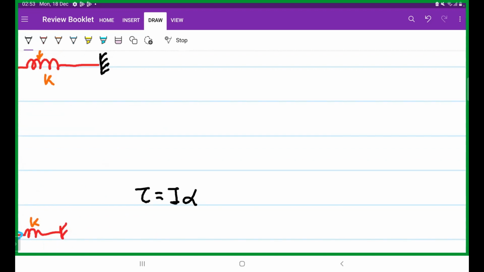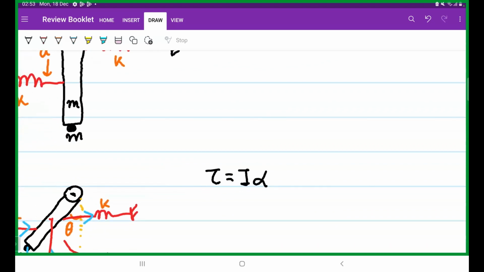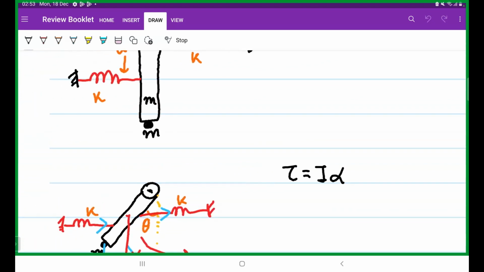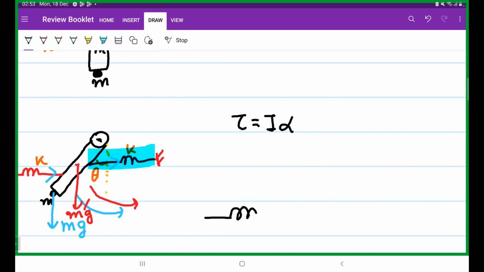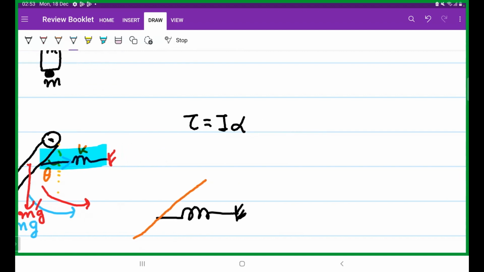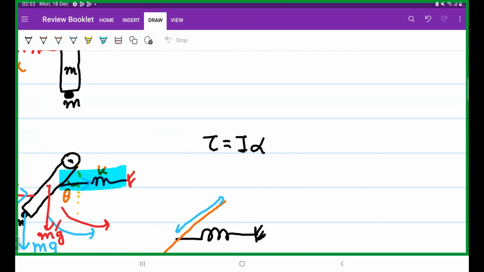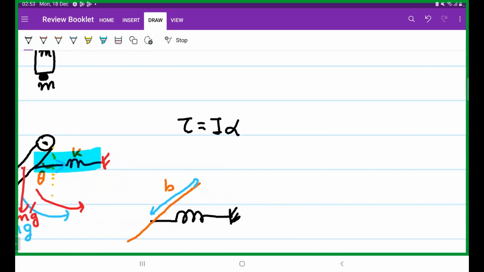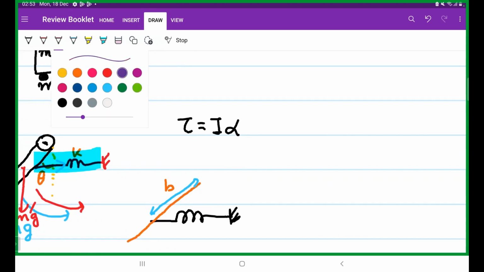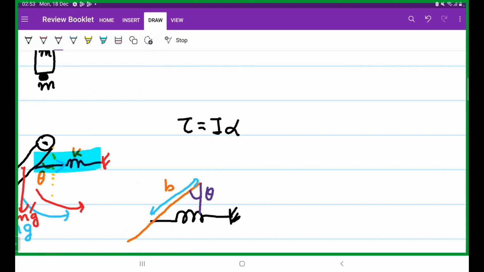Tau is equal to I alpha. Let's first deal with this particular spring. If this is the spring, and we have the rod at this particular angle, this particular length is b, that is what has been stated. And one more piece of information which I missed out: this angle is theta.